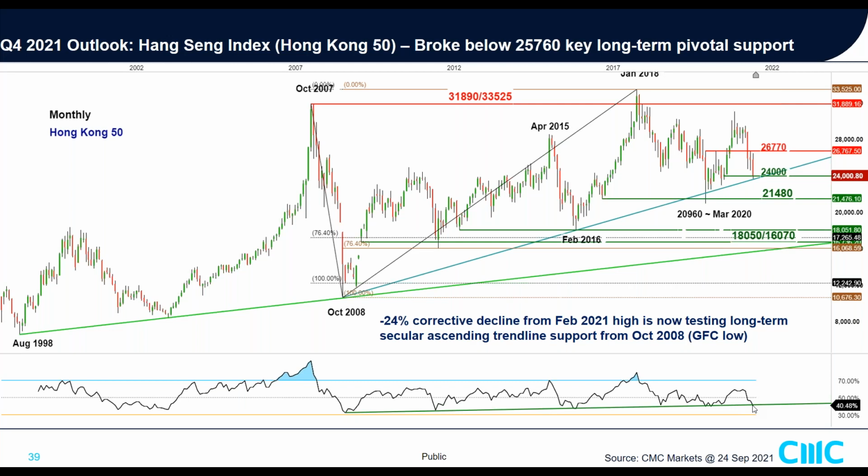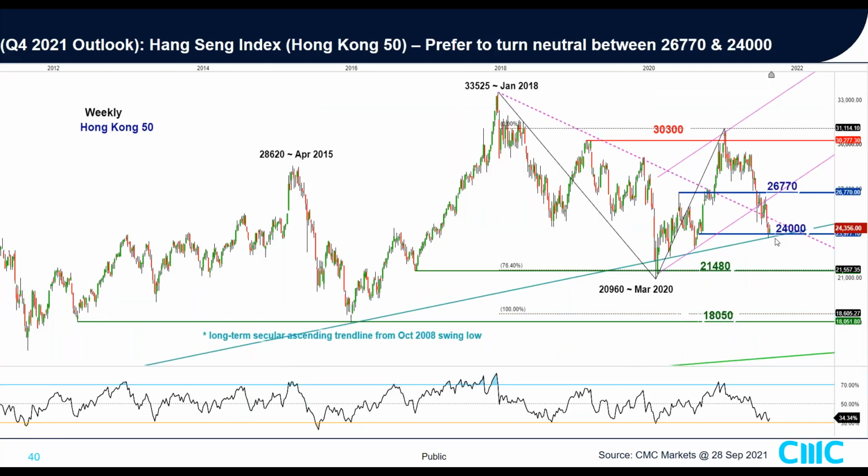Then if we zoom into the weekly, this is the weekly chart over here. Given there are no clear signs of what I call reversal, and fundamentally, I don't think we may start to see a basing formation yet, due to the current stance adopted by the China central government. So I will definitely be more cautious right here. Yes, it's on key support level, but I'll still prefer to have a neutral stance. That's still more like a sideways movement between 24,000 and 26,770.